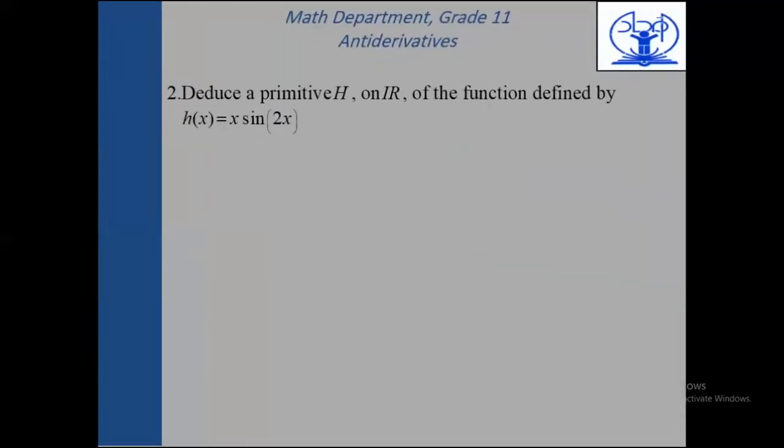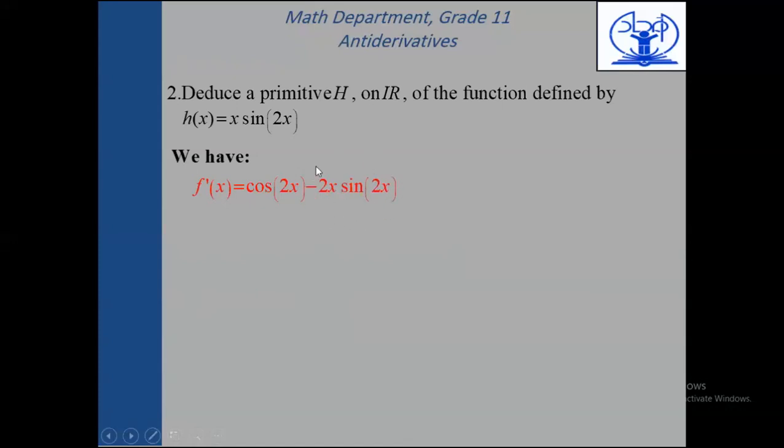Now, the next question is, deduce a primitive h on R of the function defined by h of x equals x sine 2x. Do not forget here, I'm asking you to deduce. You need to use the result of the previous part. We have f prime of x equals cosine 2x minus 2x sine 2x. Here is the part that I'm asking you to integrate.